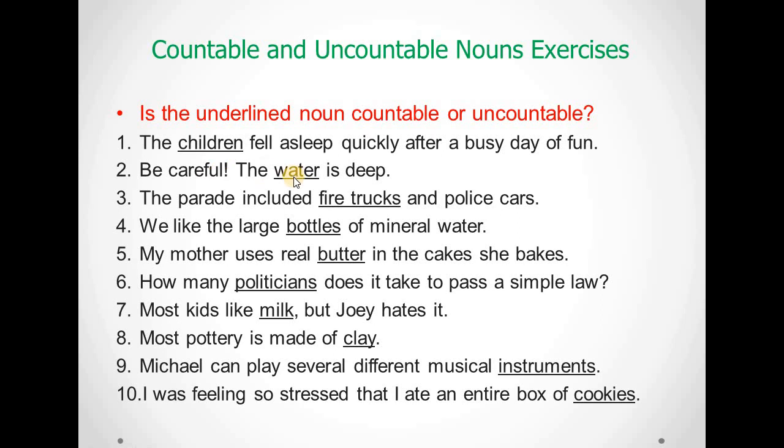Be careful, the water is deep. Water, as we said before, is it countable or non-countable? We have to know that water is a non-countable noun.